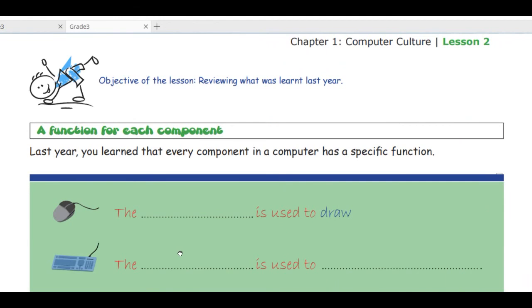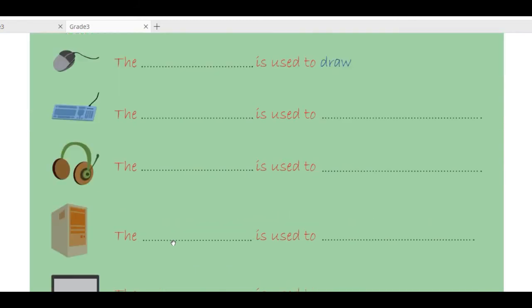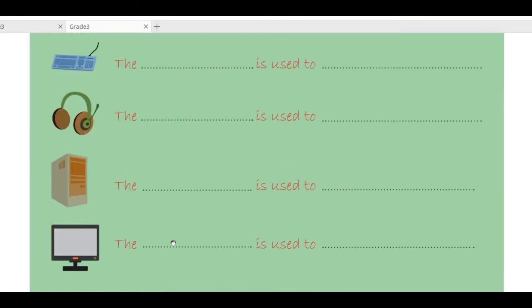Lesson 2, Chapter 1 for Grade 3. The duration of this lesson is one period, and the objectives are to review skills learned in grade 1 and 2. No need for software for this lesson, and at the end of this lesson, students should be able to name main hardware components and their utility.